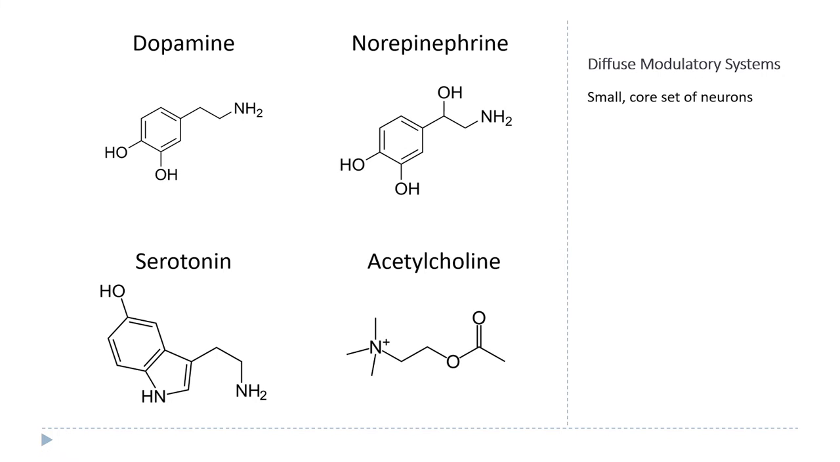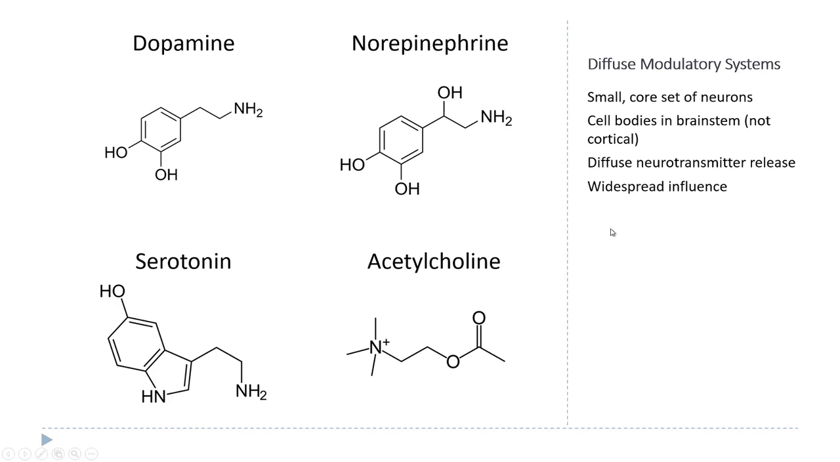But for one, they all start from a small core set of neurons somewhere in the brain, usually in either the brainstem or the midbrain. Their cell bodies are usually not in the cortex. So in other words, they might be in the brainstem, they might be in the midbrain. There's even some in the diencephalon, but for the most part, these are not cortical neurons. And like I said, their neurotransmitter is released in a diffuse way. Rather than simply being released at an individual synaptic cleft, it gets released into a broader area, and it may have an effect on a large number of downstream neurons. Their influence can be widespread, sometimes throughout the entire brain, depending on the system you're talking about.